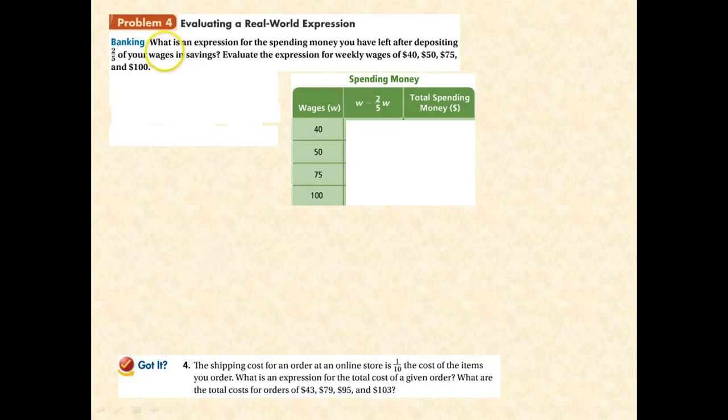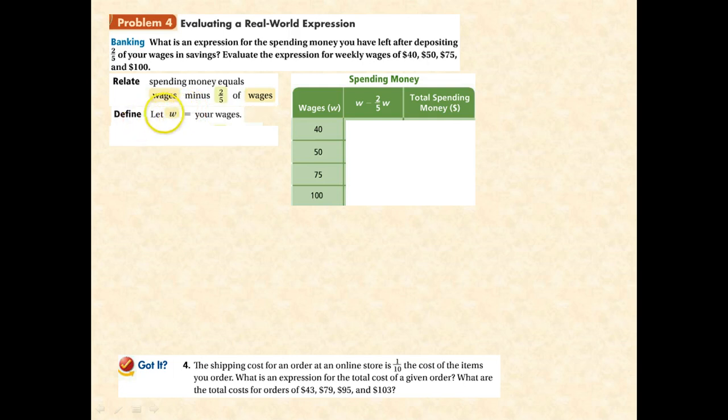Alright, so what is an expression for the spending money you have left after depositing 2/5 of your wages in savings? First we need to come up with an expression for that. Next we need to evaluate the expression for weekly wages of different amounts. The first thing we need to do is relate these words into some kind of mathematical sentence. So our spending money is our total wages, and then we have to take away 2/5 of our wages, because the 2/5 of our wages we're putting in savings. Then our leftover is our spending money.